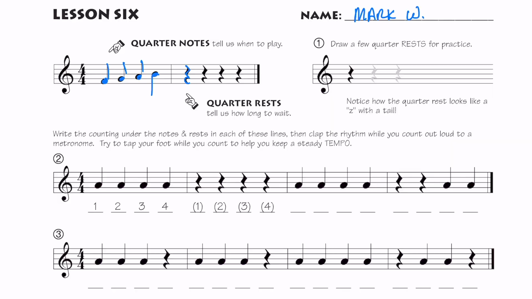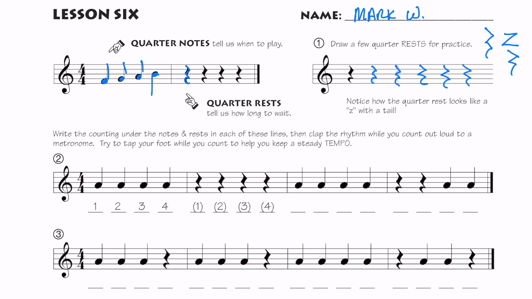A quarter rest kind of looks like a sideways Z with a little tail to it. So if you think of a Z, but turn it sideways and then add a little tail, that would be a quarter rest. So you could start by tracing a couple of these. So a quarter rest, pretty simple. Just got to get that sideways Z with a little tail at the end.